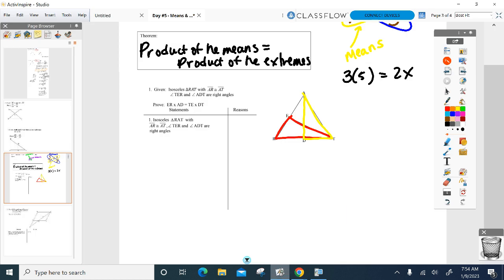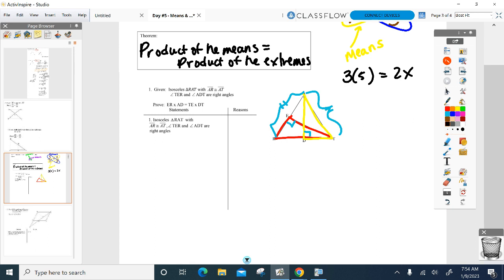Everyone ready to find two angles for me? I think we've done something similar to this, no pun intended. A proof like this. Those two are equal, and I've got right angles at TER and right angle at ADT. You're welcome, by the way, that I just told you that they were right angles. Makes your life a little easier.